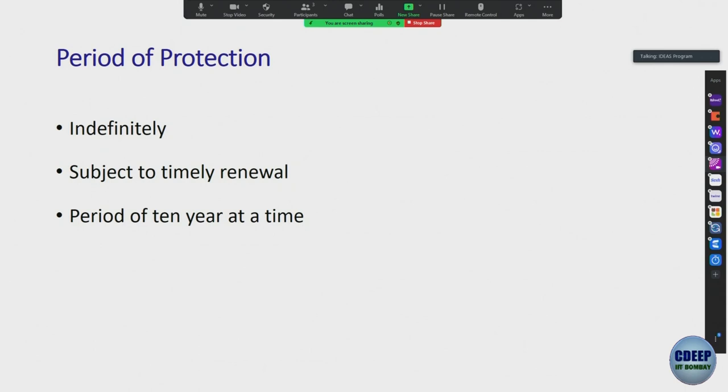GE, 150 years old. So there are trademarks which have lasted that long. Therefore, the strength of trademark as an IP right is very high, because it is indefinite, it does not expire.